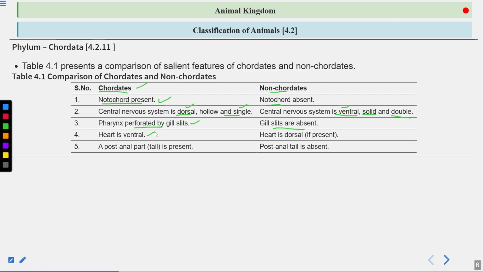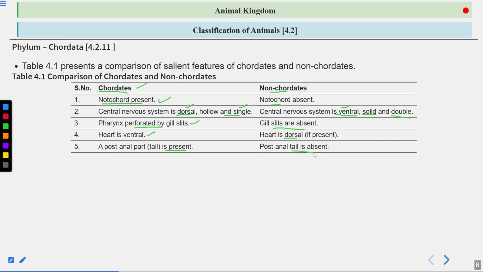Heart is ventral in position, and here you can see, if heart is present, it is in the dorsal position, like we see in the case of annelids. The heart is dorsal in position, right? Another important point, a post-anal tail is present. Post-anal tail is present, right? And here the post-anal tail is totally absent in the case of non-chordates. So these are very, very important features that can distinguish chordates and non-chordates.